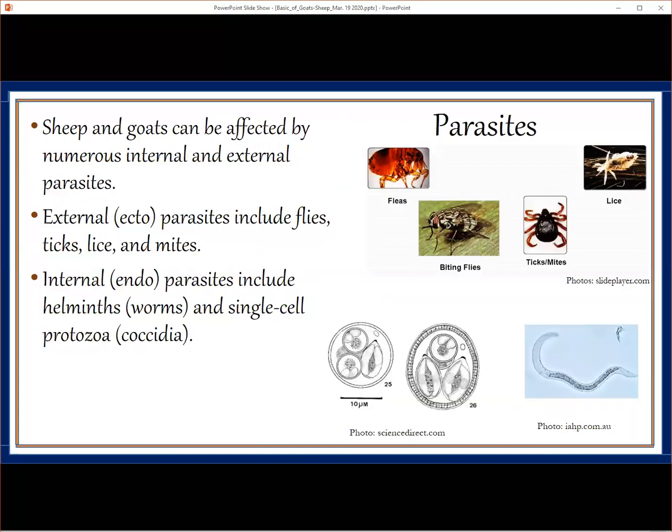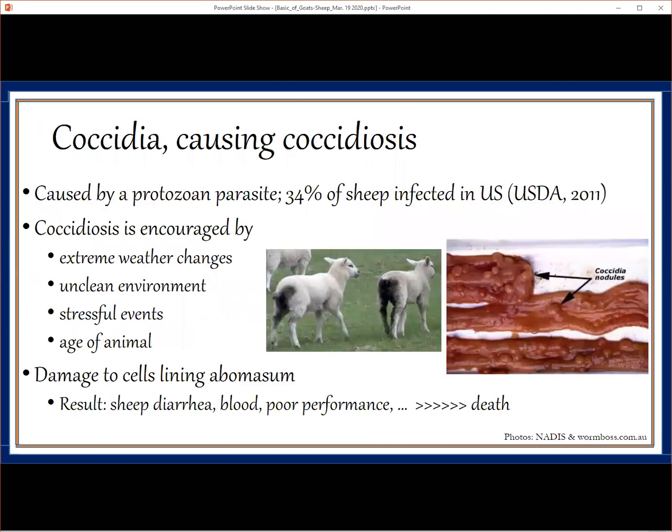Oh yeah, before I continue, I wanted to share this picture of the coccidia, now that it is available here, as well as the barber pole worm, the two bottom pictures there. So coccidia causes a disease called coccidiosis, and maybe you're familiar with coccidiosis in chickens. It is a potentially lethal disease that can cause death in these animals. It's caused by a protozoan parasite, and a third of the sheep in the US have this parasite. And it is encouraged by various variables that are listed here. And on the right, you can see what they do to the animal in the gastrointestinal system.